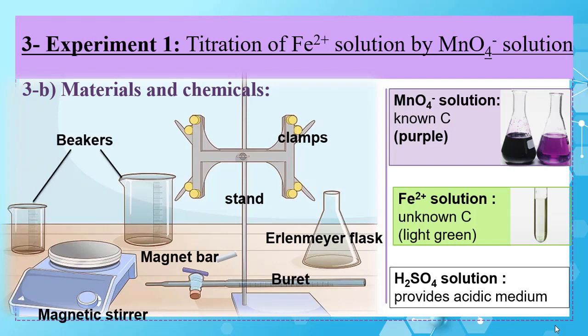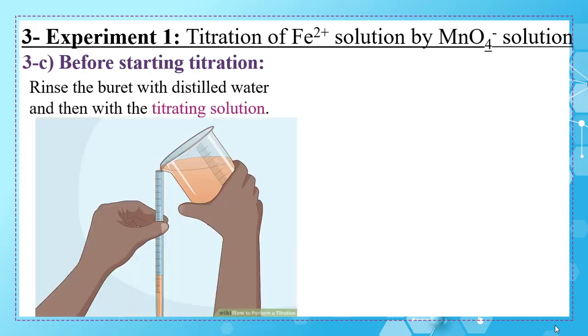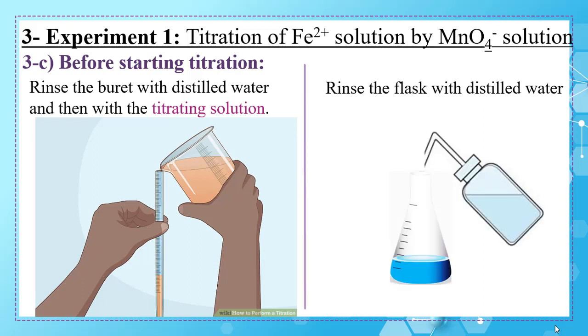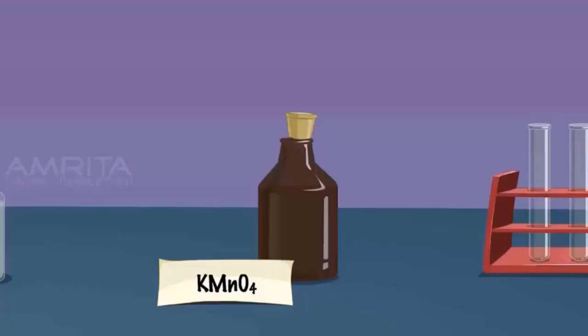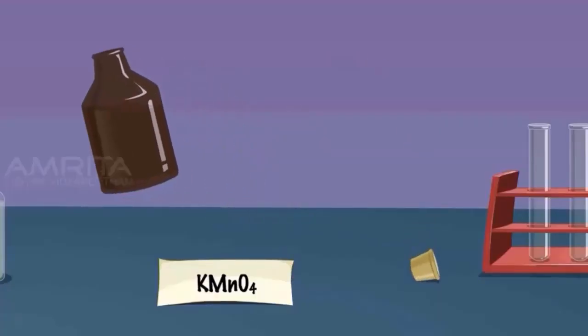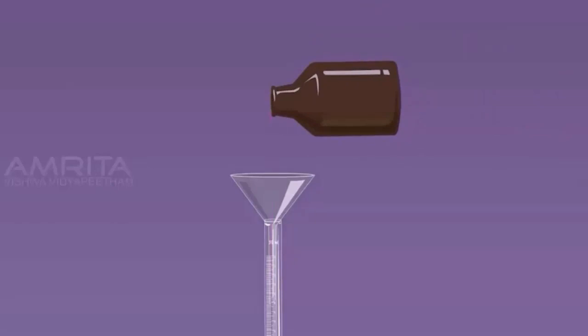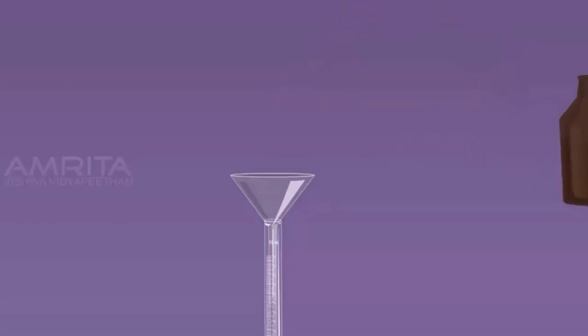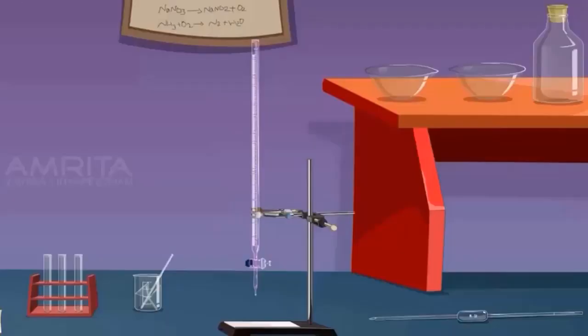Now before starting titration, we should rinse the burette with distilled water and then with the titrating solution. Also we should rinse the flask with distilled water. So, to start the titration reaction, we fix the burette on the stand, and then we add the titrant, which is here KMnO4, in the burette to rinse it with the solution. We open the tap of the burette over a beaker in order to rinse the burette with the titrant solution.